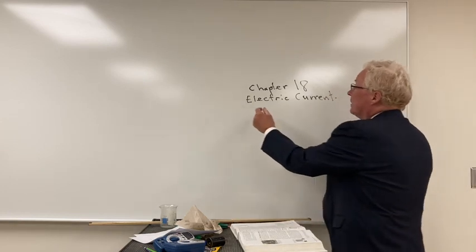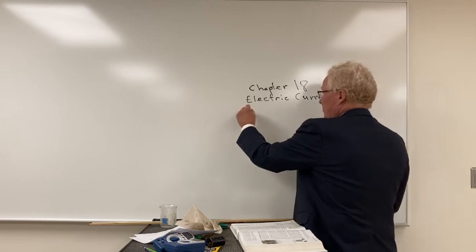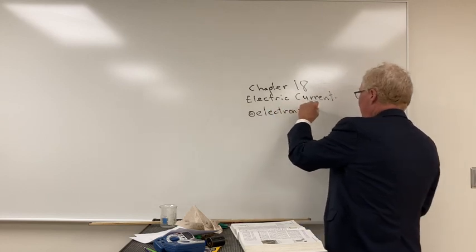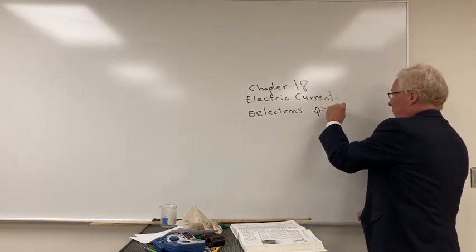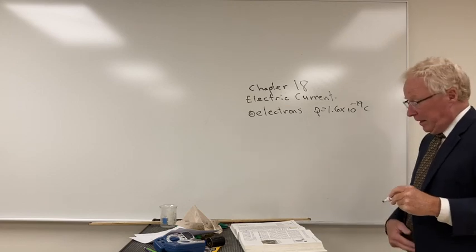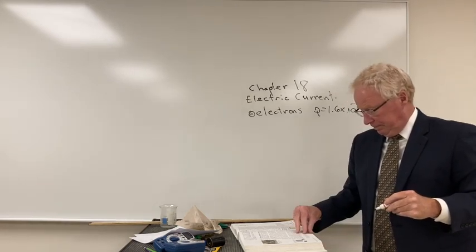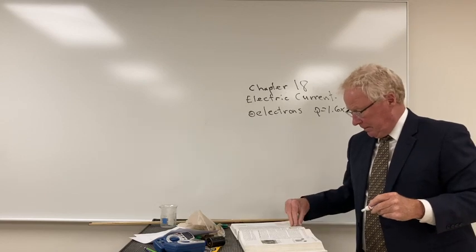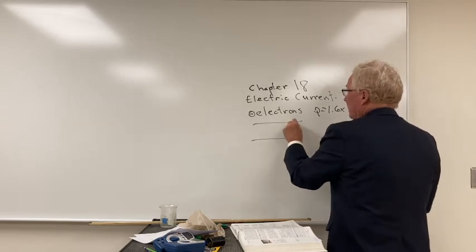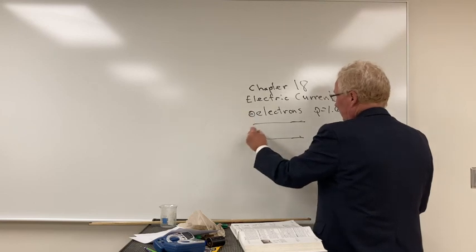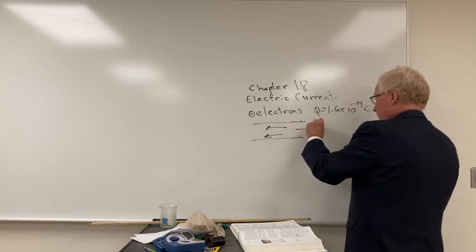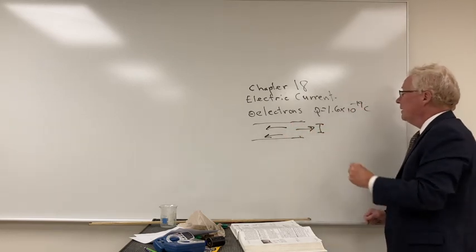In the other chapters, we dealt with static electricity. And again, we're using electrons, which have a Q of 1.6 times 10 to the minus 19th coulombs. We are dealing with this case of electrons moving through a wire. Electrons are negative, so if electrons are actually moving this way, we have a positive current, which we call I, in this direction.